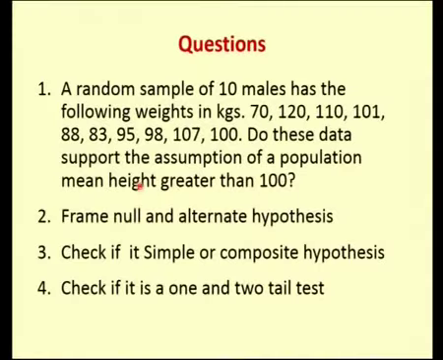I have some questions based on the lecture. A random sample of 10 males has the following weights. I have given the 10 data with the weights, and it's a sample value. Do these data support the assumption that the population mean height is greater than 100? This is the question based on the test of hypothesis. What you need to do is frame the null and alternative hypothesis, check whether it is a simple or composite hypothesis, and check whether it is a one-tailed or two-tailed test.